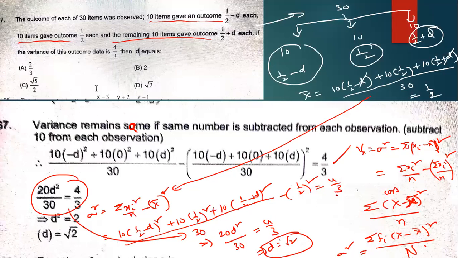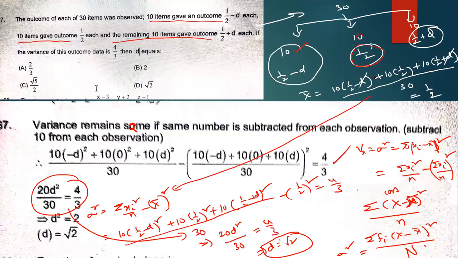Once again I'm explaining, see, dear students. First of all, we divide into 3 parts. One is 10, so each outcome is coming how many times? 1 by 2 minus d comes 10 times, 1 by 2 comes 10 times, like that. X bar means what here? Frequencies. 10 means what here? F1, F2, F3 and so on up to F10 is 10. Next, F11, F12 up to F20, then F21, F22 and so on up to F30.